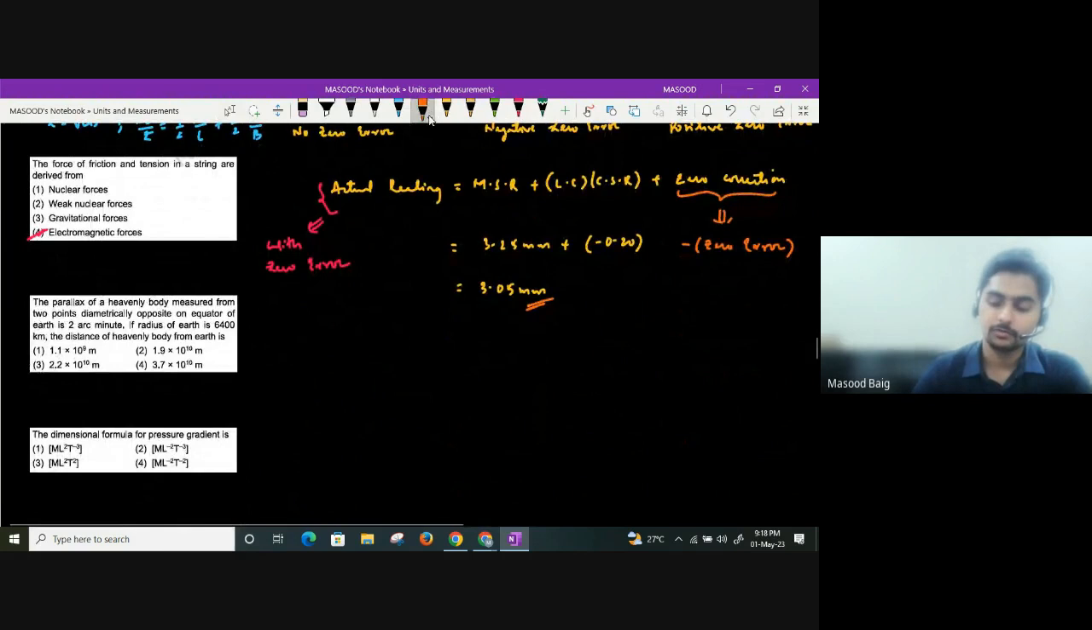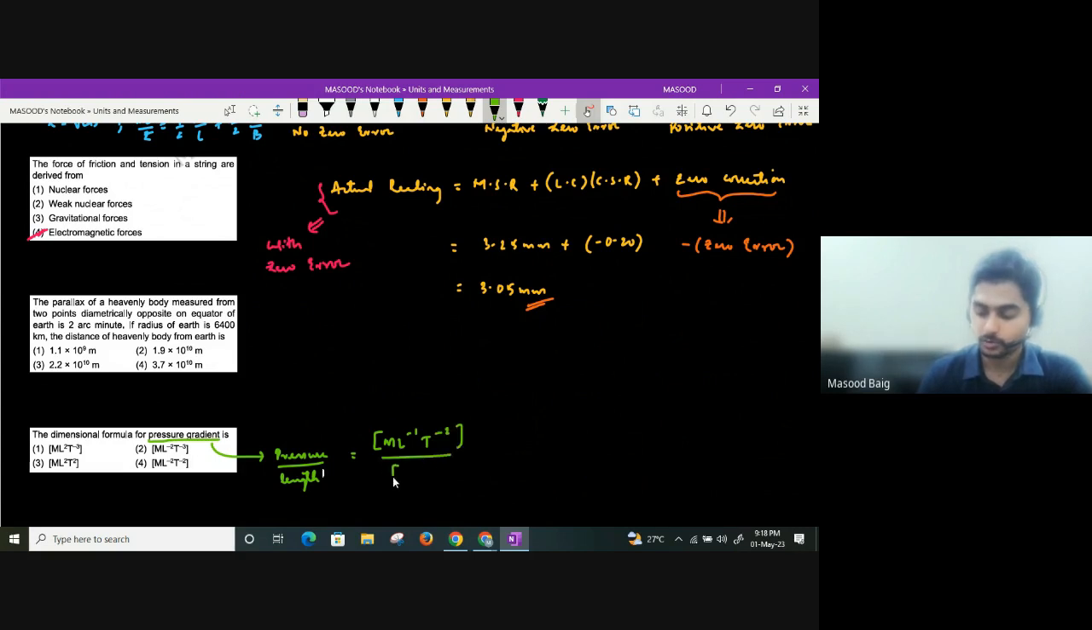Pressure gradient. What do I mean by pressure gradient? Whenever the term gradient comes into the picture, it is per unit length, guys. Pressure has dimensions M L^-1 T^-2, divided by L, which gives M L^-2 T^-2.